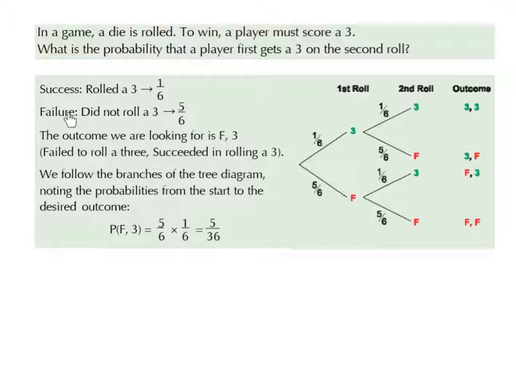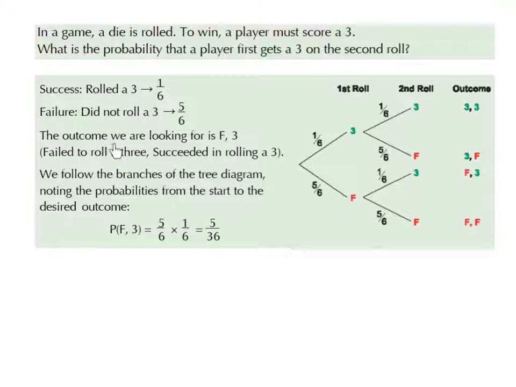So failure means they did not roll a 3. So that's going to be 5 over 6, because there are 5 options on a die that are not a 3. It's 1, 2, 4, 5, and 6. So 5 over 6 is the probability that the person will fail. Alternatively, we could have said 1 minus a sixth leaves us with 5 over 6. Because rolling a 3 and not rolling a 3 are 2 mutually exclusive events, they have to add up to 1.